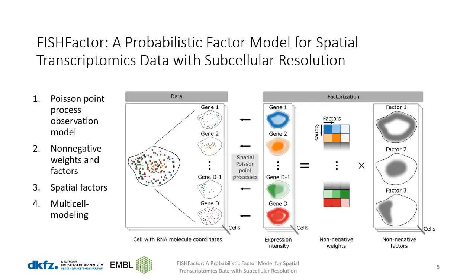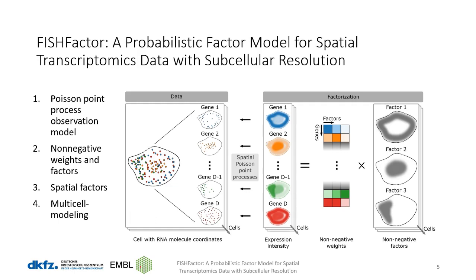We propose a probabilistic model called FISHFactor, which combines the benefits of the existing factor models, shown before, with an observation model suitable for subcellular spatial transcriptomics data with single molecule resolution. The input to this model is given by a list of RNA molecule coordinates with gene labels in a previously segmented cell. This is illustrated on the left side of the figure with the complete cell on the left and the same cell divided by genes on the right.